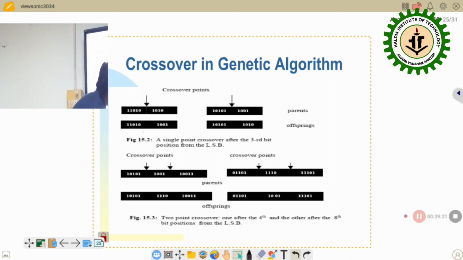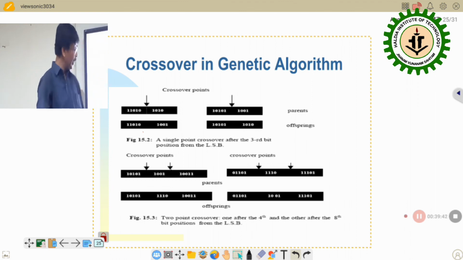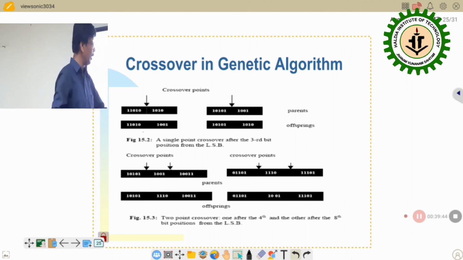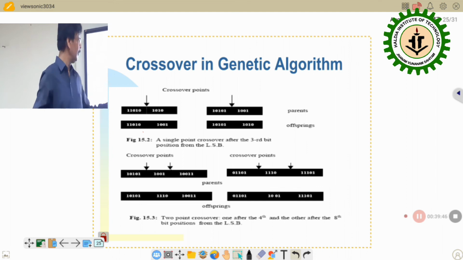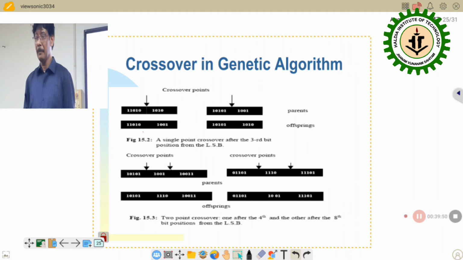Here you see for the second child, 01101 will be the same as this part of the second parent. And 100, where is it coming from? That particular characteristic is coming from the first parent, 1001. So 1001, and it will also be the same, 1101, 1101. That means both child 1 and child 2 are inheriting properties from parent 1 as well as from parent 2.